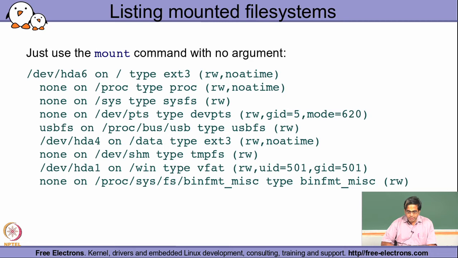So, if I want to find out what kind of file systems are currently mounted on my system, I just run the mount command and it displays all the mounted file systems. For example, it says /dev/sda6 is mounted on /. That means / , the root, is the mount point for this partition, and it is of type ext3, and the options used are RW and no access time. So, these are different options that can be specified whenever we run the mount command.